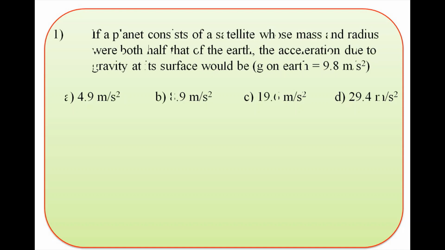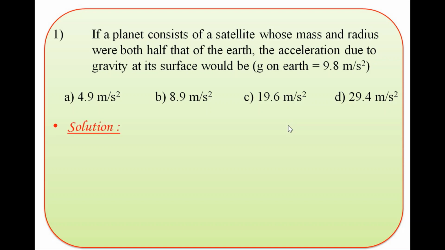The first objective is: if a planet consists of a satellite whose mass and radius were both half that of the Earth, the acceleration due to gravity at its surface would be, given g on Earth's surface is 9.8 meter per second square. Option A is 4.9 meter per second square. Option B is 8.9 meter per second square.